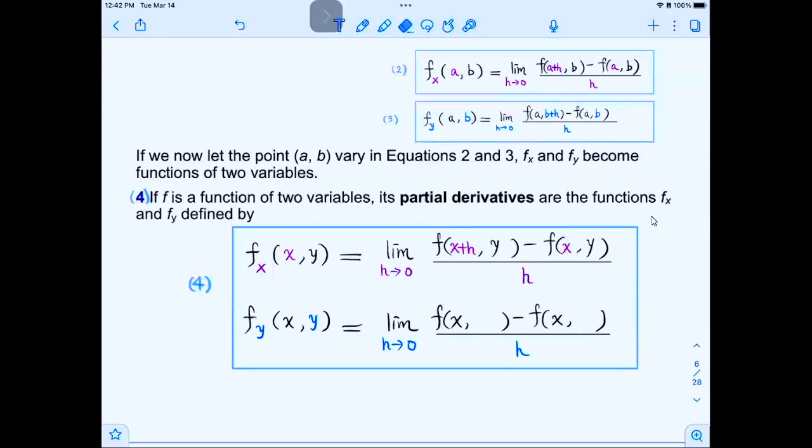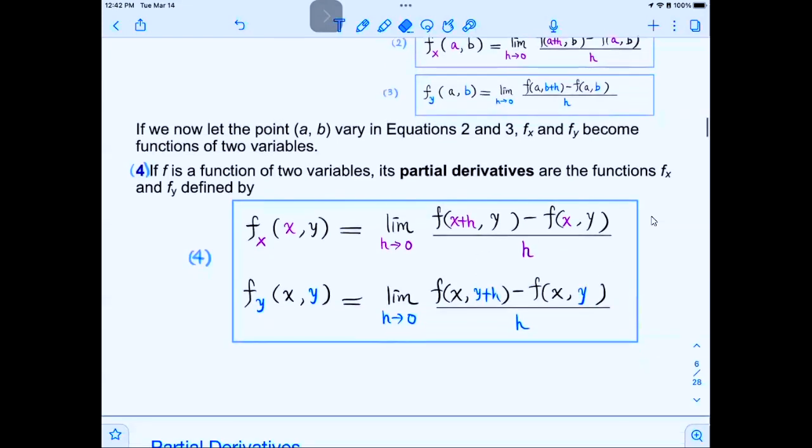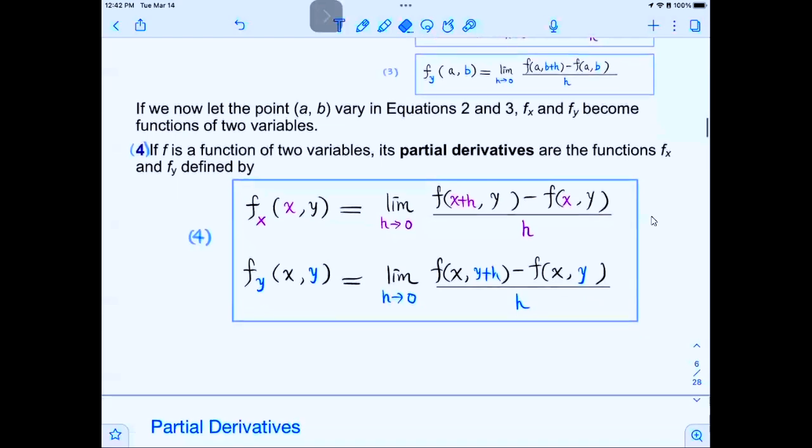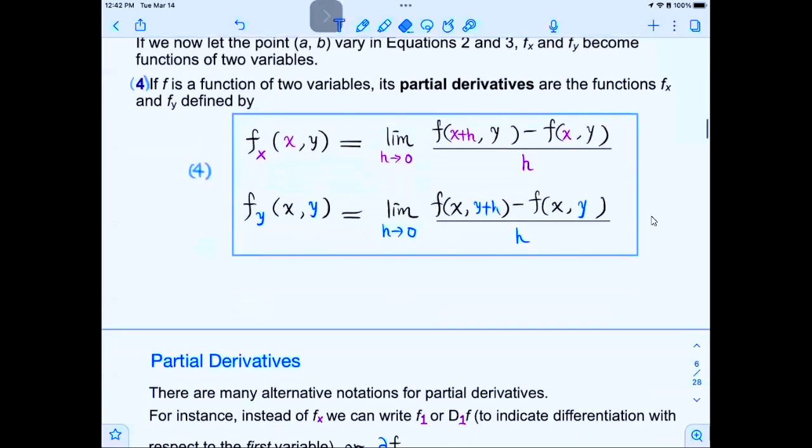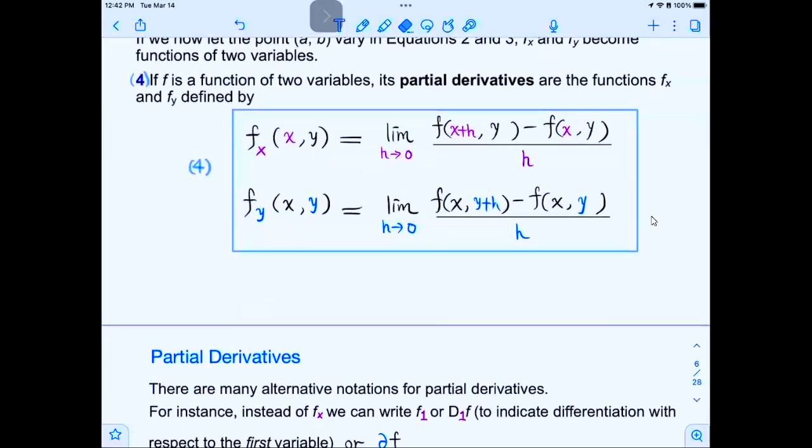Okay. What about partial derivative with respect to y? This time we're going to keep the x here fixed. So the first component is not going to change. Stay as f. And here you put y plus h, y, and here's h. Okay, so that's the partial derivative of the function with respect to x and the y.